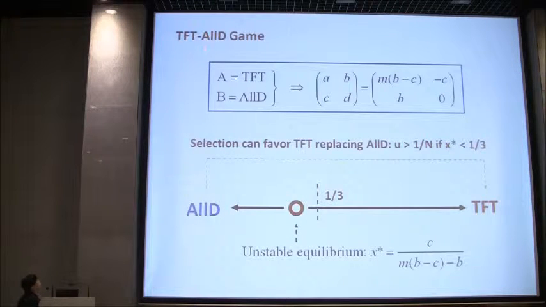For the TFT-ALLD game, here we denote A as TFT, B as ALLD, and the payoff matrix is here. B is the benefit, C is the cost. So selection can favor TFT replacing ALLD. If X star here is more than 1/3, then U is bigger than 1 over N.